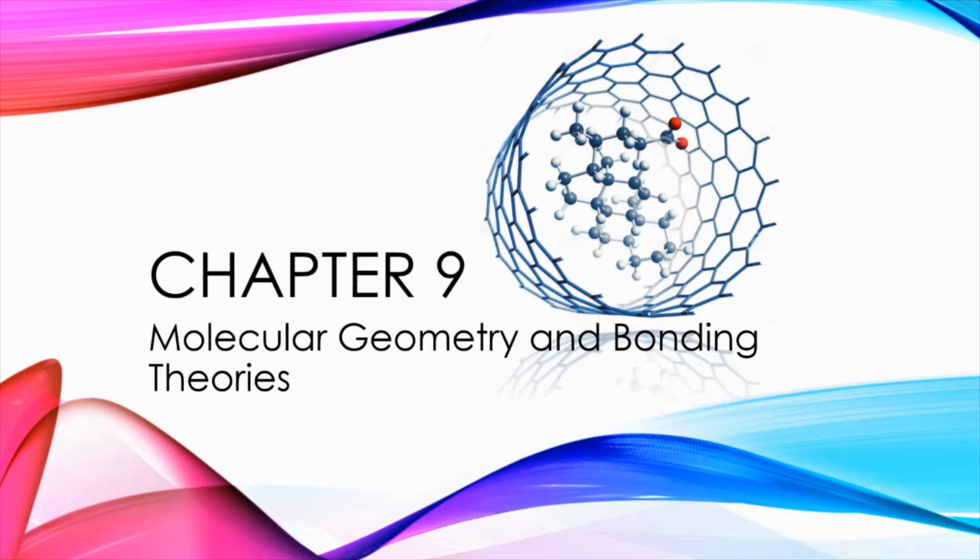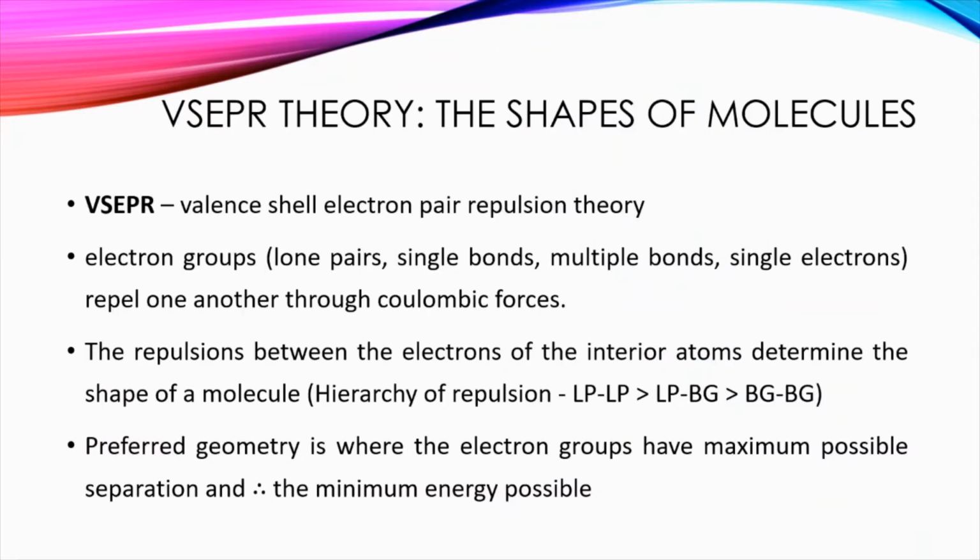And then after that, we may or may not talk about molecular orbital theory based on how much time we have, okay? So the first part of this chapter is just going to be on VSEPR. It should be a quick review for you guys on what VSEPR is. All right, so VSEPR stands for valence shell electron pair repulsion theory. It's in the name itself.